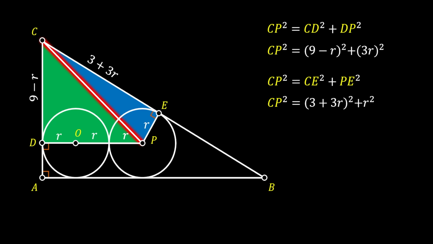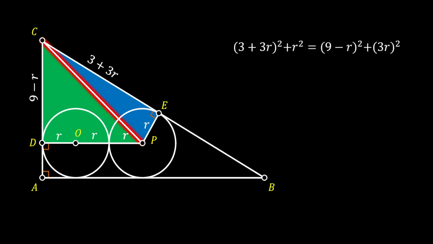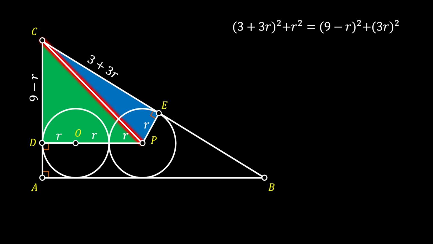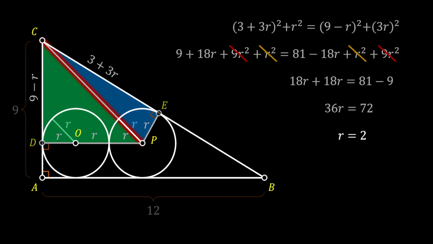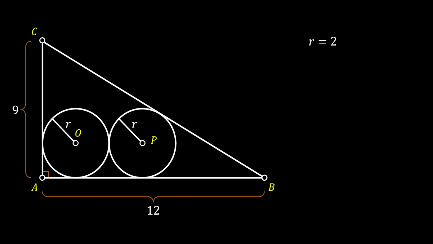You can probably notice that both of these equations have the same value of CP squared. That means that both of them must have the same value. So now we can develop this equation by using the square of binomial and we will get the following. Here we can cancel 9r squared on the left and the right side of the equation and we can do the same for r squared. Now, if we group the common terms, we can simplify this equation as following. From here we will get that 36r is equal to 72, which means that the radius for both of our circles is equal to 2.